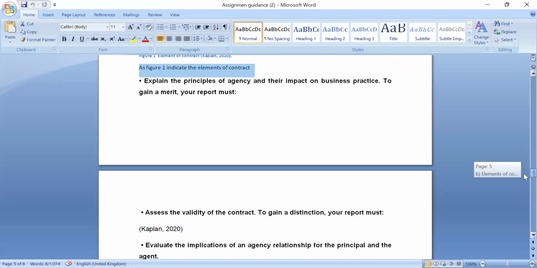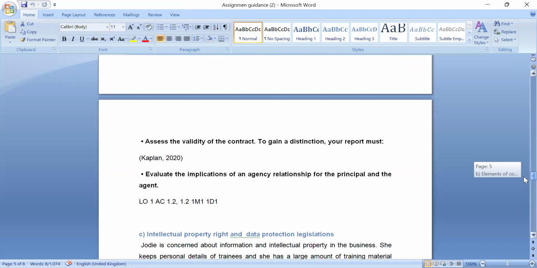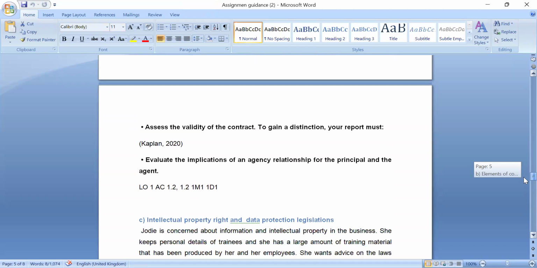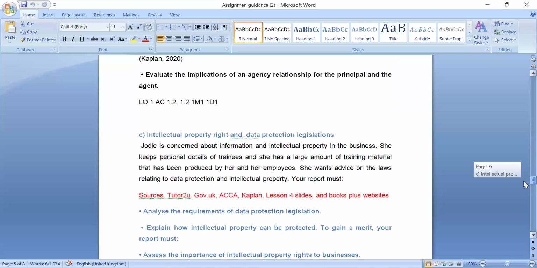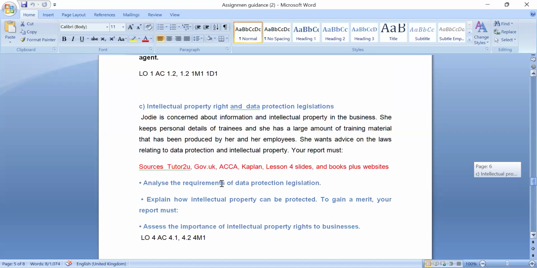Explain the principle of agent or agency theory. Assess the validity of the contract, whether a contract is valid or not, and the relationship between the principal and agent. That's quite crucial. Then we have intellectual property rights, where we included the website again and mentioned the lesson 4 slide, as we have given guidance in how to write these slides. The assignment discussion slides are good to cross-refer if you want to, and you can get the guidance from there.